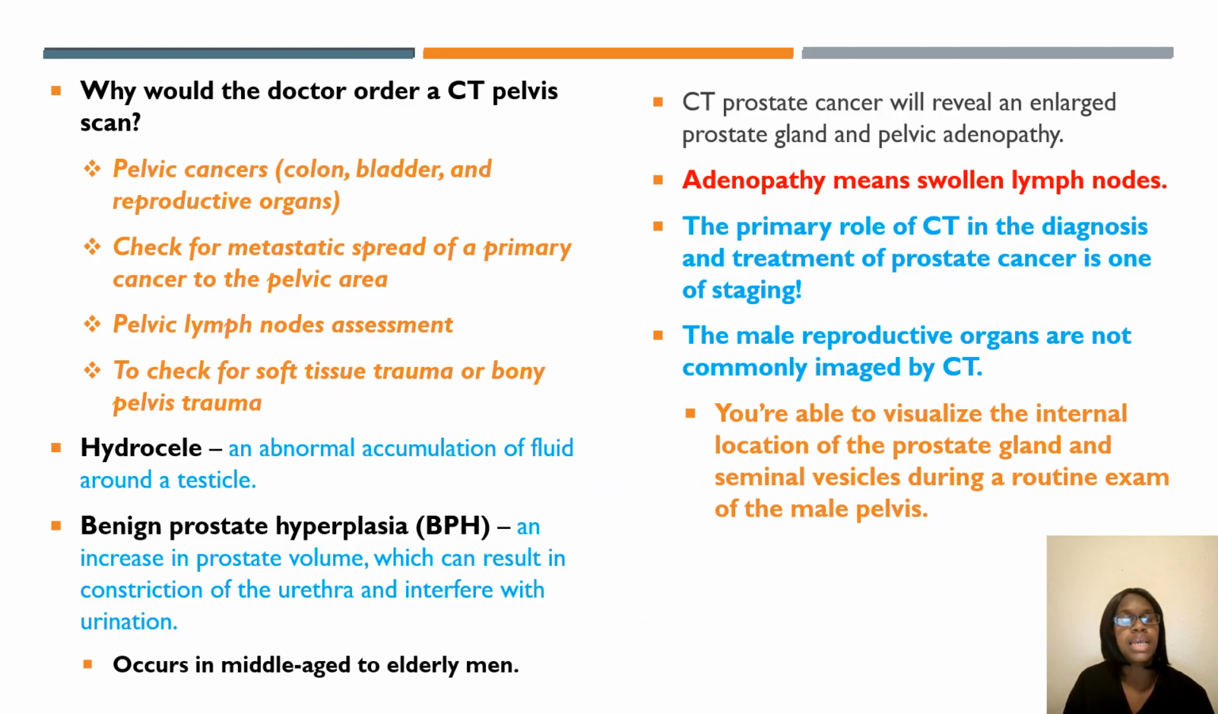Say a doctor orders a CT pelvis scan. It could be to check for pelvic cancer. It could be to see if the cancer has spread to the pelvic area, especially if it started in the liver, kidney, pancreas, or another area other than the pelvic area.